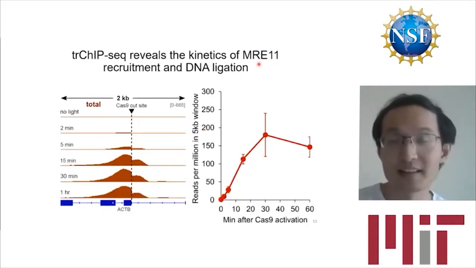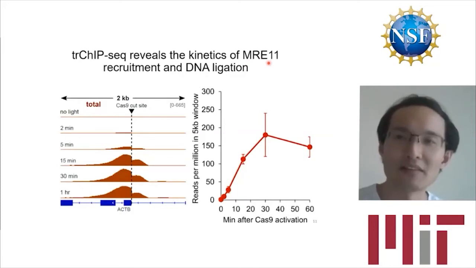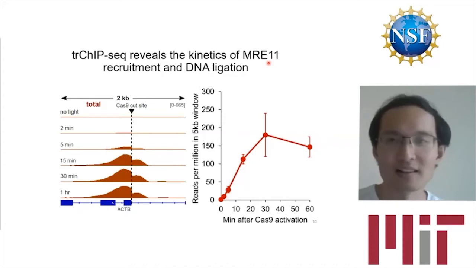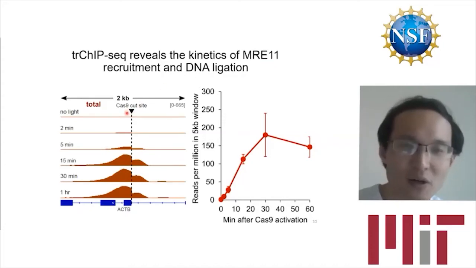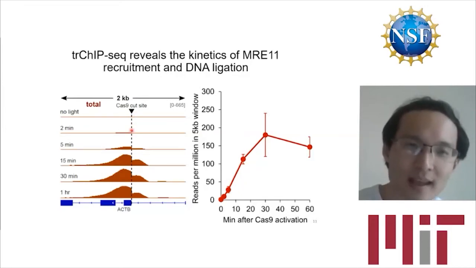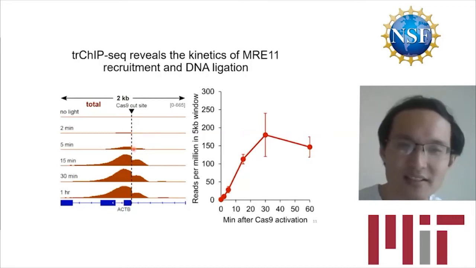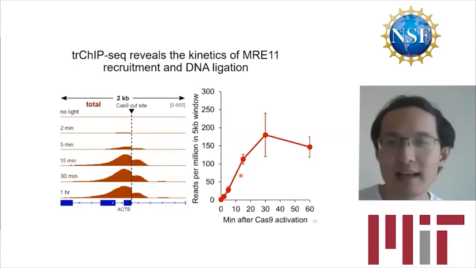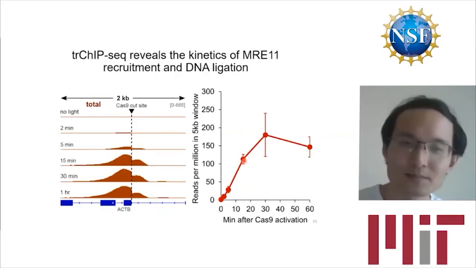First, we are going to look at the recruitment of MRE11, which is part of the MRN complex that is recruited to the DNA damage site upon cleavage. As you can see, in the no-light case, you don't see any DNA reads bound with MRE11. But 2 minutes after that, you see a small peak, which gradually increases and almost peaks at 15 to 20 minutes. You get this information from the plot.